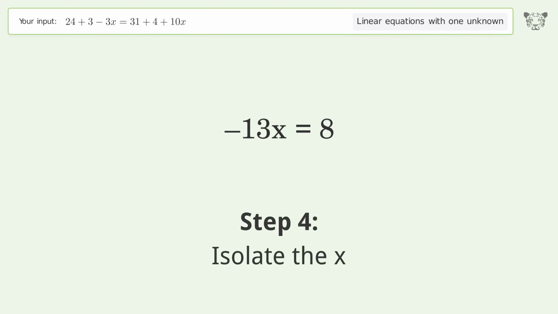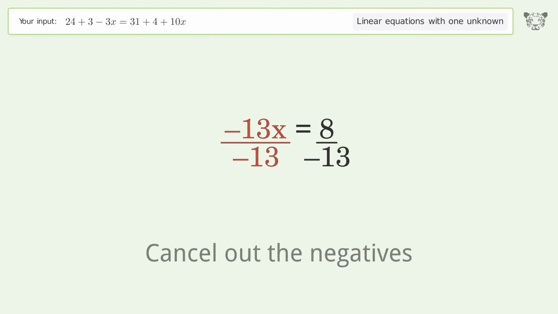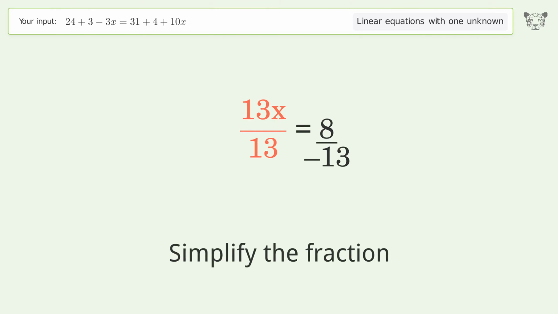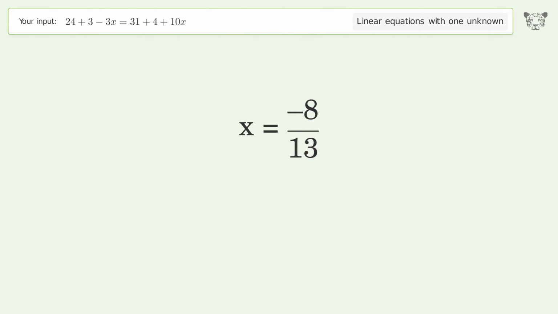Isolate the x. Divide both sides by -13. Cancel out the negatives. Simplify the fraction. Move the negative sign from the denominator to the numerator. And so the final result is x equals -8/13.